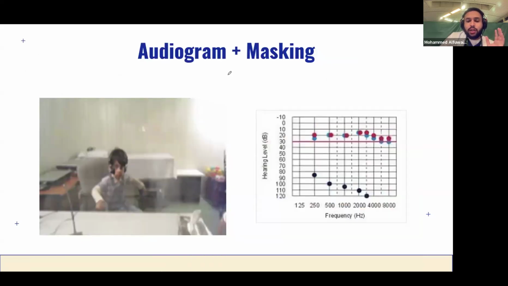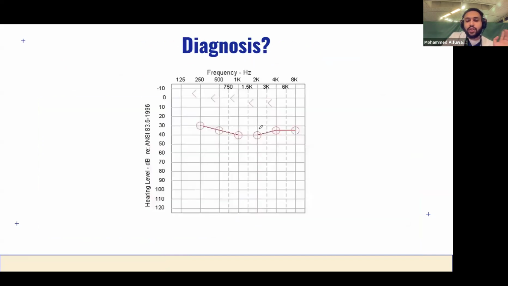And then we'll apply it, inshallah. Something that we do is called masking, which I want you to remember just the concept of. In children, just to prevent bias, we play a lot of noise in the good ear just to isolate the bad ear. This is what masking is.